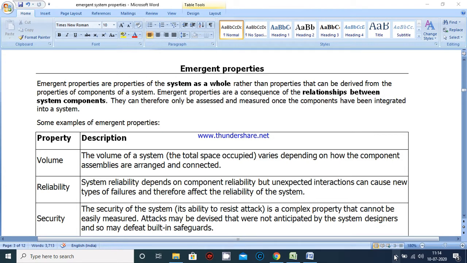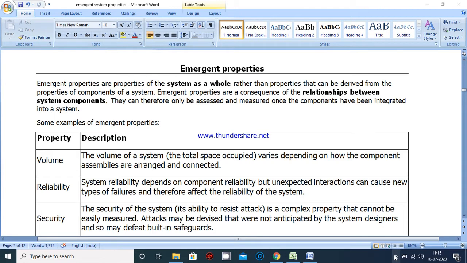The topic name is emergent properties. Emergent properties are properties of a system as a whole rather than properties that can be derived from the properties of the components of a system. Emergent properties are a consequence of the relationships between system components. They can therefore only be assessed and measured once the components have been integrated into a system. This is the technical definition.